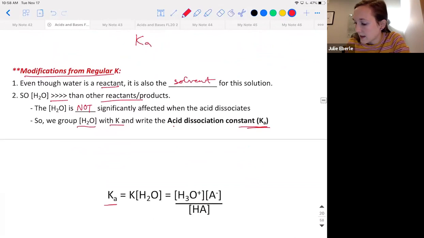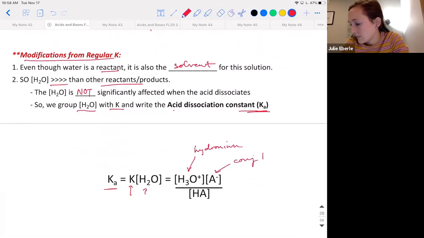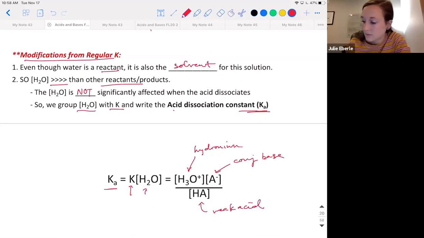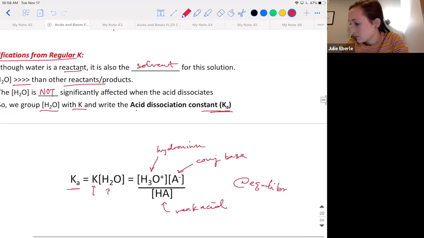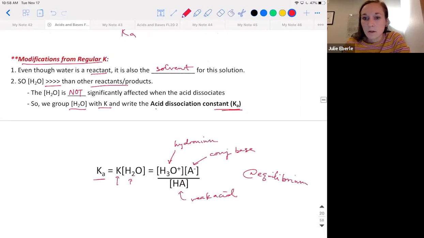This is Ka. Ka is actually K times the concentration of water, but here's what it equals. Hydronium ion times the conjugate base, concentration of that, divided by the concentration of the weak acid, okay? Concentrations at equilibrium. All right, so this is Ka. This is the equilibrium expression for a weak acid.